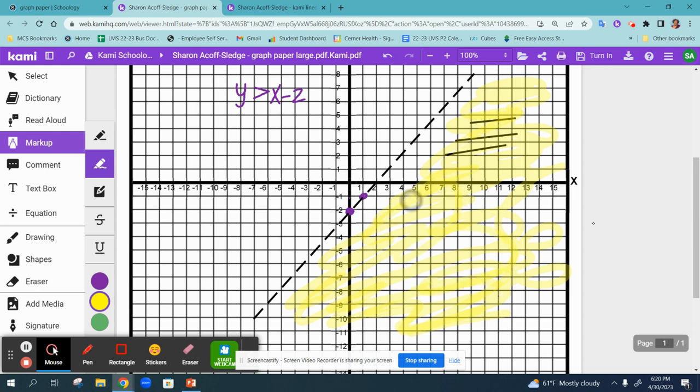You don't have to have a graph paper this big. I just happen to have that one. Okay. All right. So remember that line is dotted because there's no equal under there.